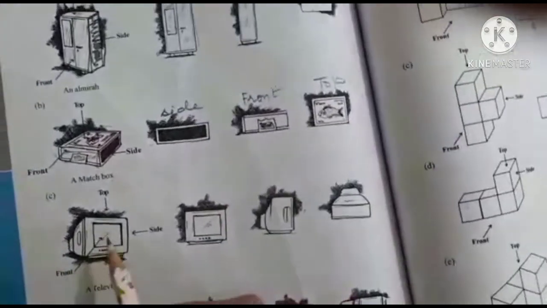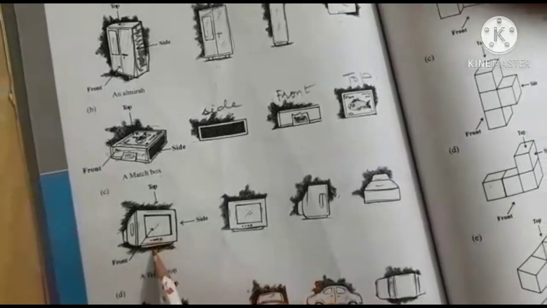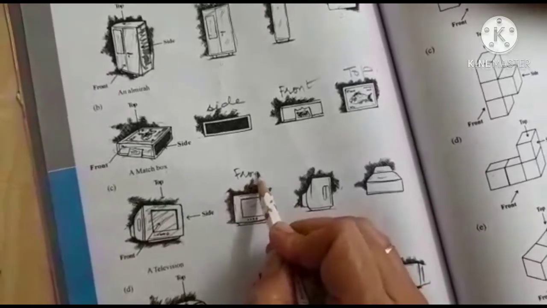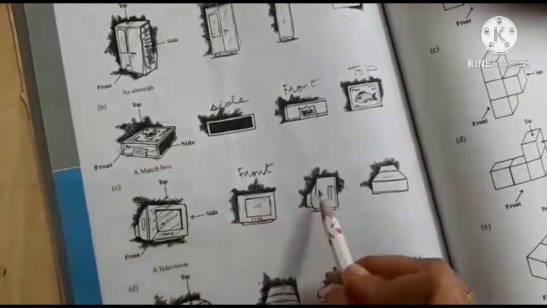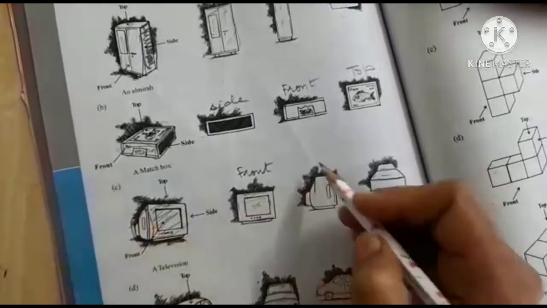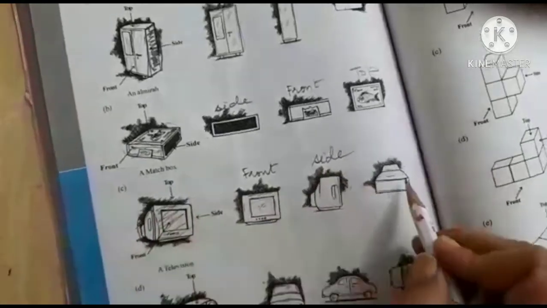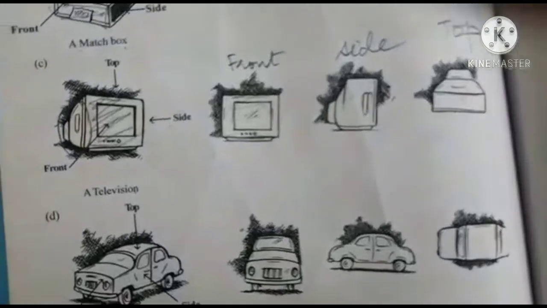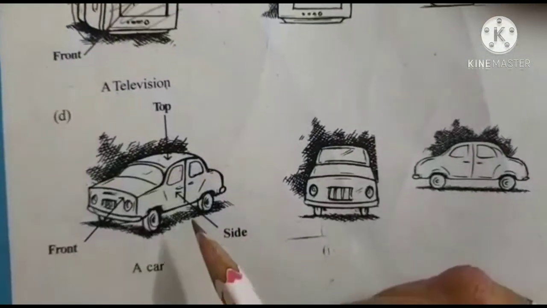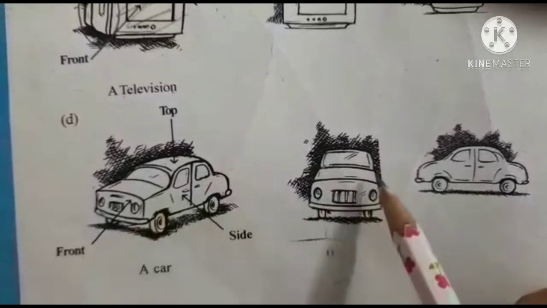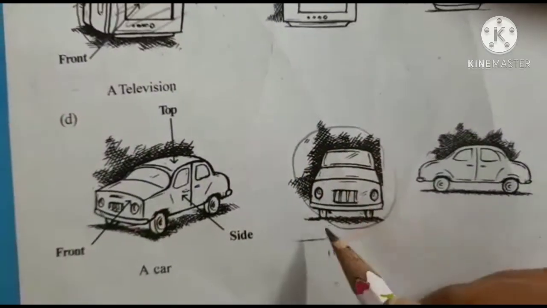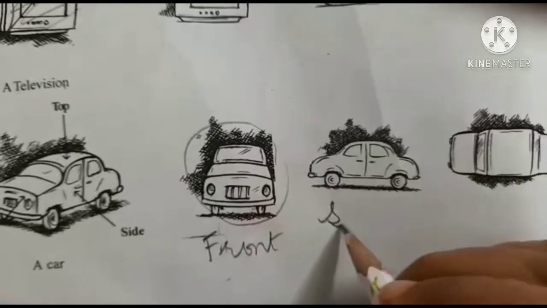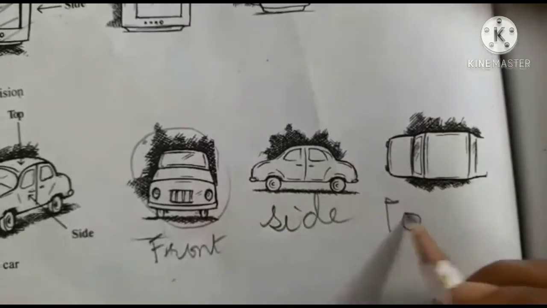Now, next is a television. From the front it will look like this. So this is your front portion. From the side it will look like this. This is your side portion. So this is your side view. And on the top it will look like this. So this is the top view. Next is a car. So what type of view is this? This is obviously the front. This is the side and this is the top view.